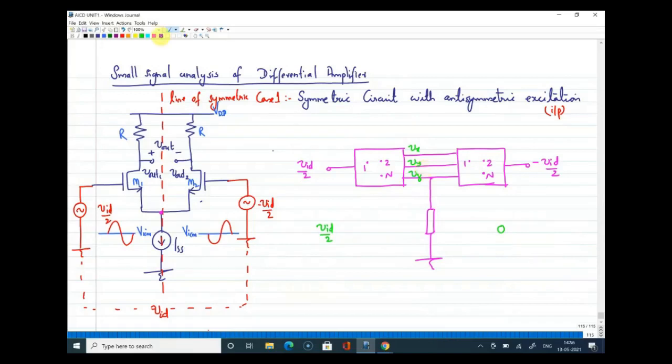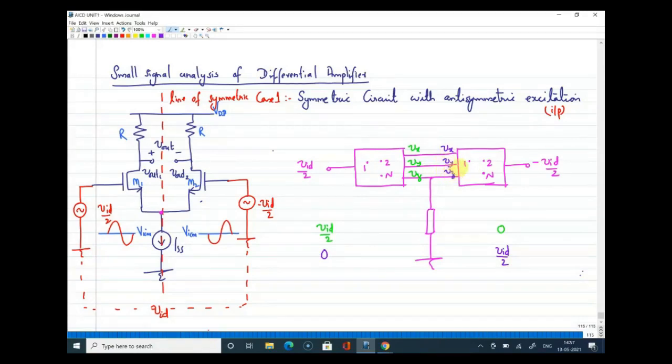Now what I'll do is I'll keep this side as 0, and I'll apply Vid by 2 on the other side. All right. So if I do this, what can be the expected voltage at these 3 points? Is it same or different? Again, a question I'm asking. Yeah, same as before. So I should get Vx, Vy and Vz.